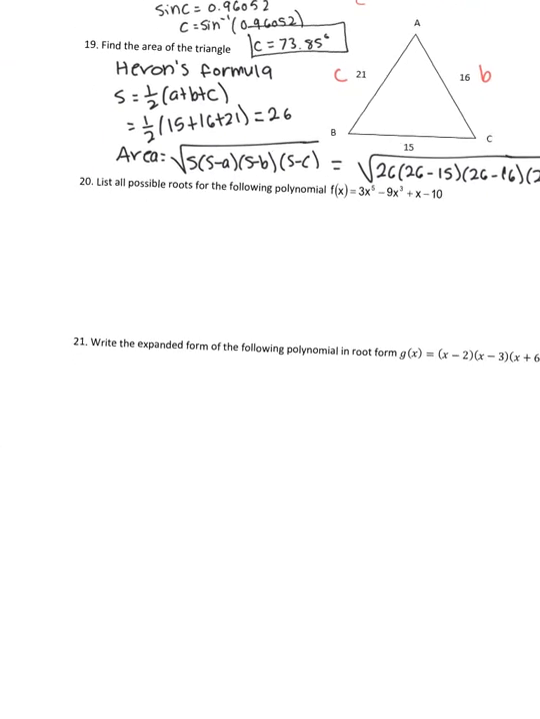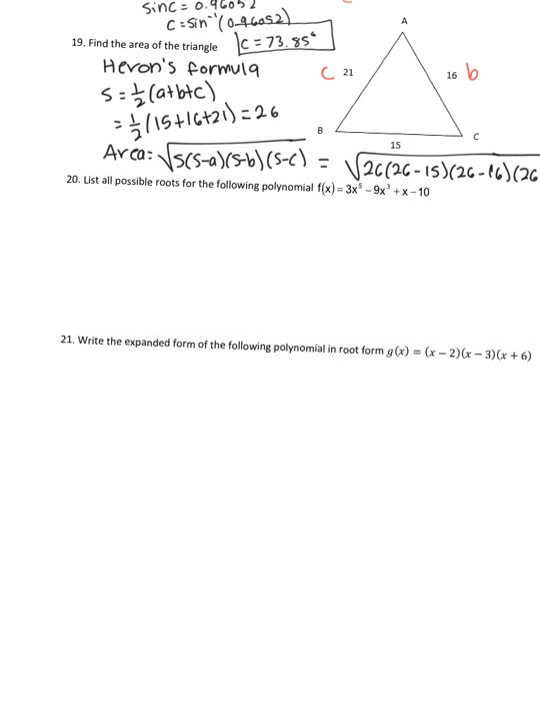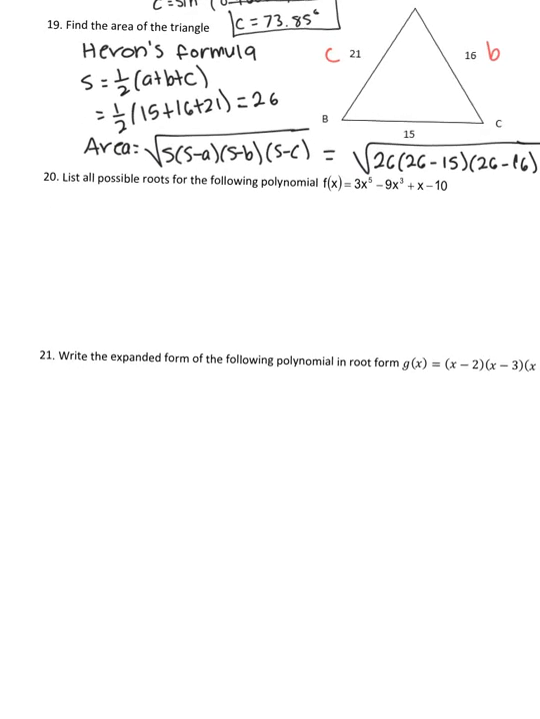Okay. Number 20, list all possible roots for the following polynomial. This is asking you to use the rational root theorem. You are going to be given the formula for this also. I'm looking for plus or minus P over Q. The number that's in the very back here, this is P, and the number that's in the front, the 3, this is Q. So I'm going to take plus or minus 10 over 3.